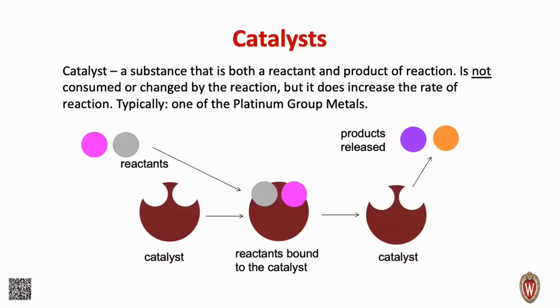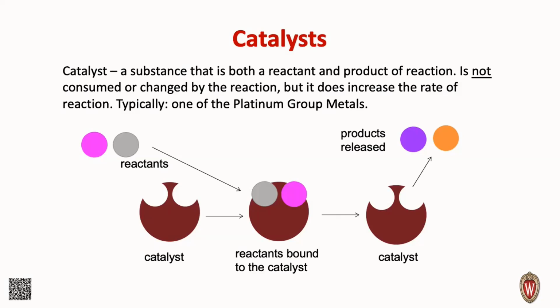So what do I mean by catalyst? Well, a catalyst is a substance that's both a reactant and product of a reaction. It's not at all consumed or changed by the reaction. So the catalyst is represented by this red part here. And if you notice, here's the catalyst at the beginning of the reaction, the catalyst during the reaction, and the catalyst after the reaction. Not at all changed by the reaction.